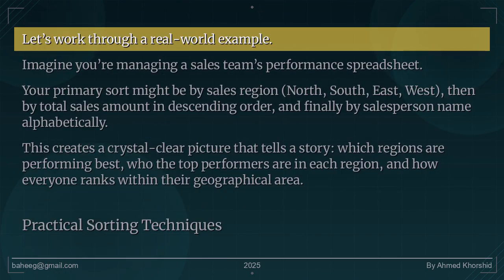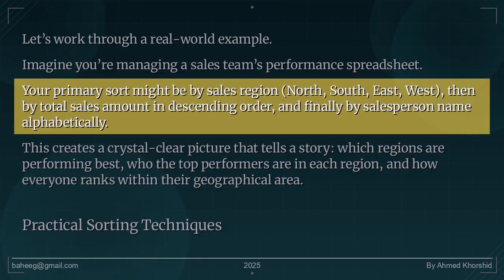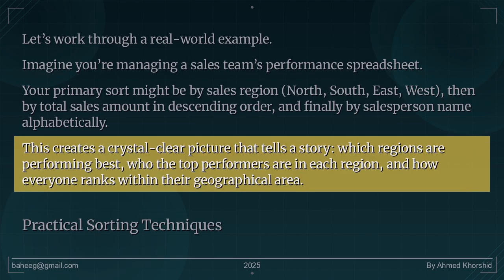Let's work through a real-world example. Imagine you're managing a sales team's performance spreadsheet. Your primary sort might be by sales region, north, south, east, west, then by total sales amount in descending order, and finally by salesperson name alphabetically. This creates a crystal clear picture that tells a story: which regions are performing best, who the top performers are in each region, and how everyone ranks within their geographical area.